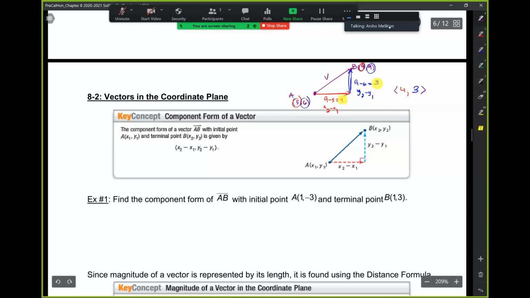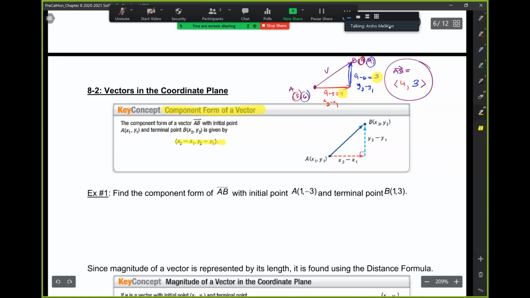And now I say, guess what? This vector AB is equal to that. And so now, all I need in order to be able to reproduce vector AB is the stuff in those brackets, 4, 3. I start at a point, go 4 horizontal, go 3 vertical, and I got my vector AB. We call this the component form of a vector. So how do we get the component form? It's basically x2 minus x1, comma y2 minus y1 in the brackets, and that is it.